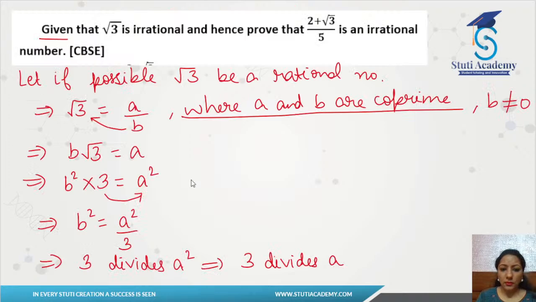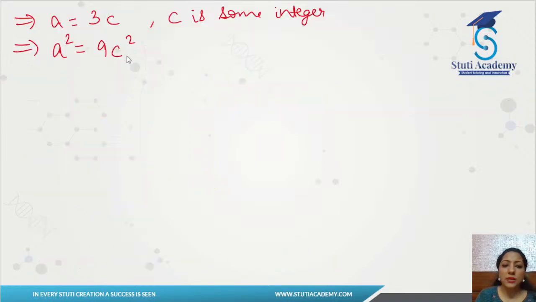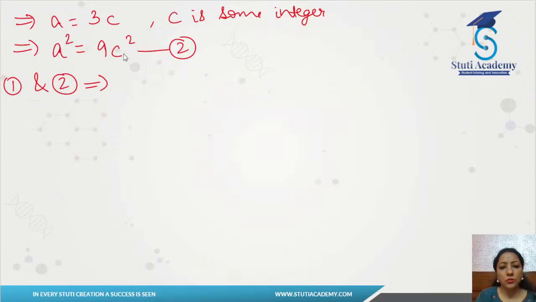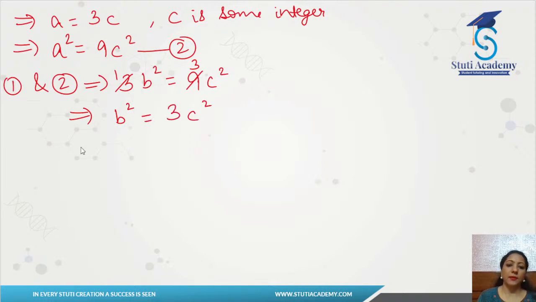Now, please notice here, I'll name this as equation 1: a square is equal to 3b square. And a square is equal to 9c square is equation 2. So equations 1 and 2 are both giving us values of a square. So from the first and the second equation, we can say that 3b square is equal to 9c square. And then we can cancel out this. This is 1 time and this is 3 times. We will get b square is equal to 3c square.